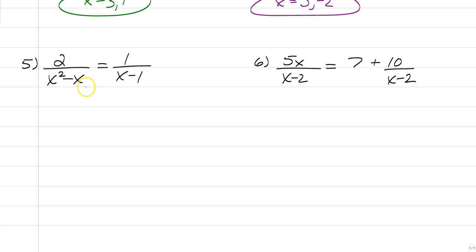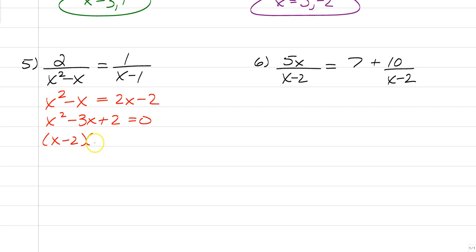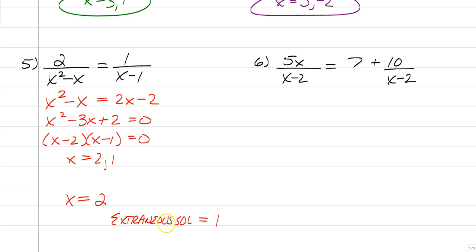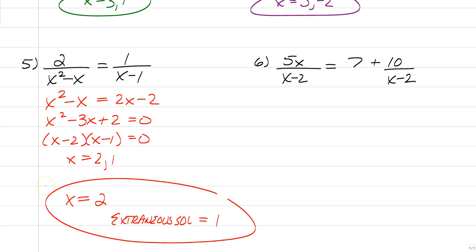So the first one, we have 2 fractions, so we can just cross multiply. X squared minus x is equal to 2x minus 2. So we have x squared minus 3x plus 2 equals 0. So we have an x minus 2 and an x minus 1 equals 0. So x is equal to 2 and 1. But x is only equal to 2. And there is an extraneous solution of 1.